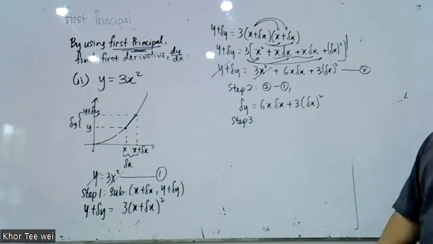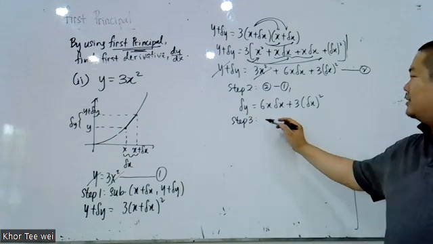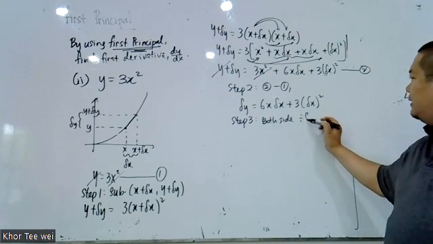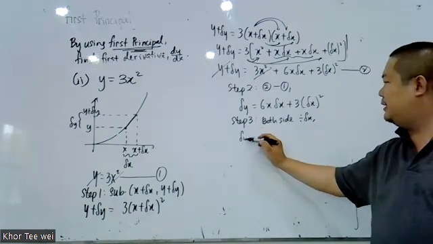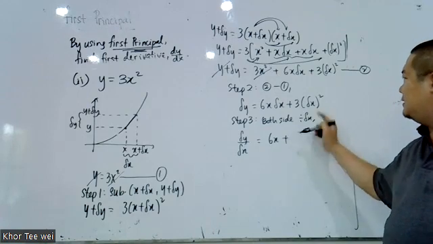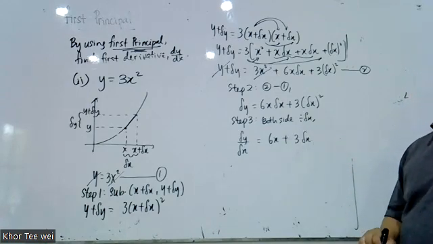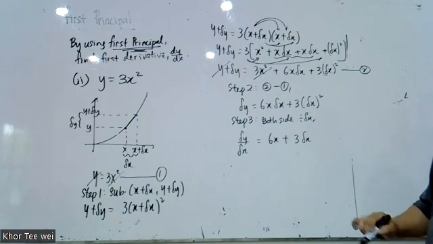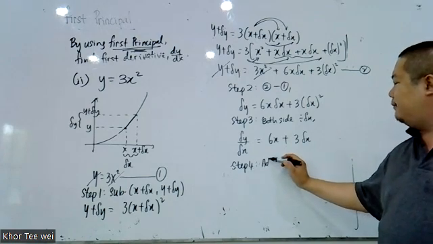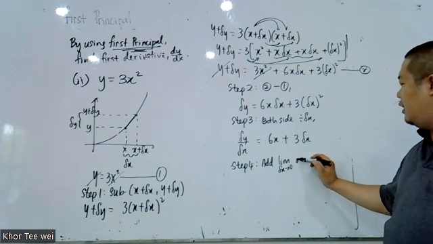Then we go into step 3. I mentioned before, you need to divide by delta x. So both sides divide by delta x. This one will be delta y over delta x. This one divided leaves 6x. This one divided leaves 3 delta x. And after that, step 4: take the limit on both sides.